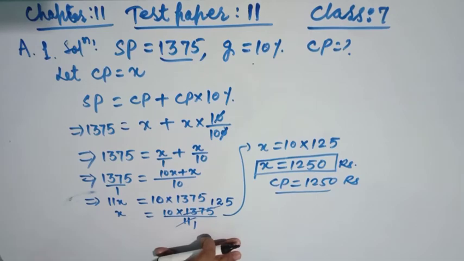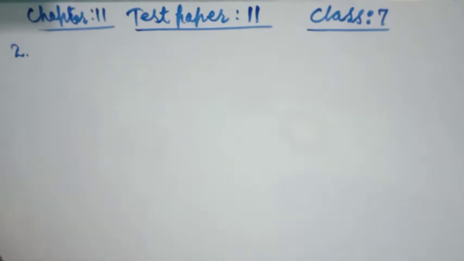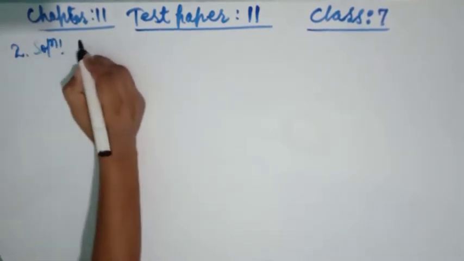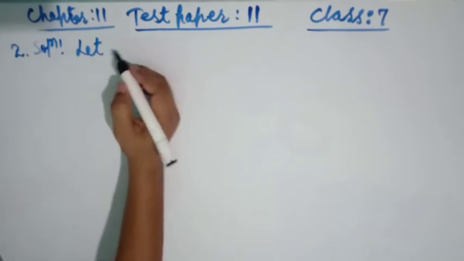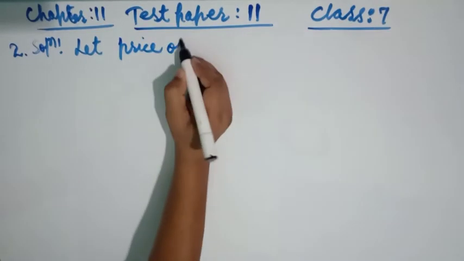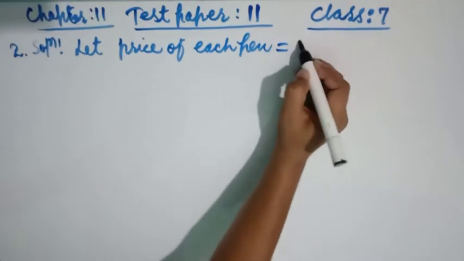Now the next question. Question number 2 says, if the selling price of 10 pens is equal to the cost price of 14 pens, find the gain percent. Here friends, there is no rate given for the pen. So let us consider the price of each pen is 1 rupee.